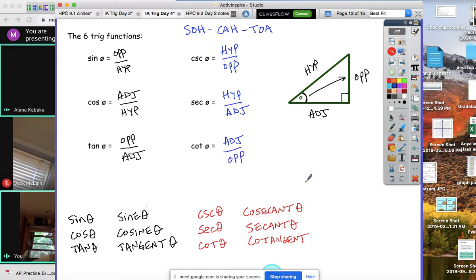So what we're going to do is just practice finding these for a given triangle where I give you all the sides and I'm going to tell you an angle to look from. And then all we're going to do is write these fractions. That's it. That's all we're doing today. We're not solving for anything, just getting the ratios, the fractions set up.